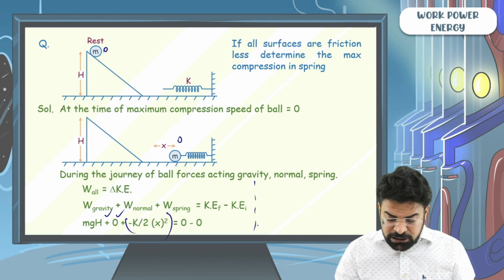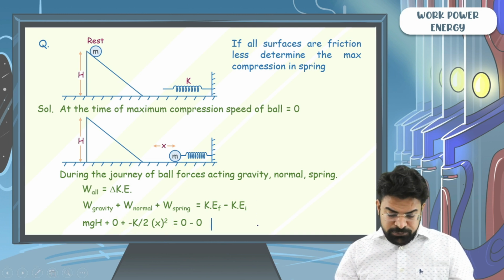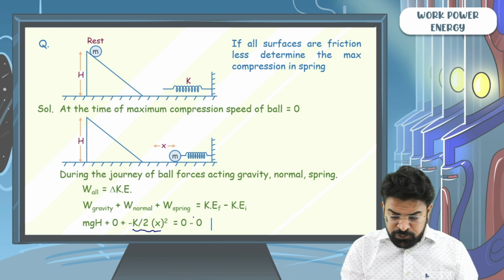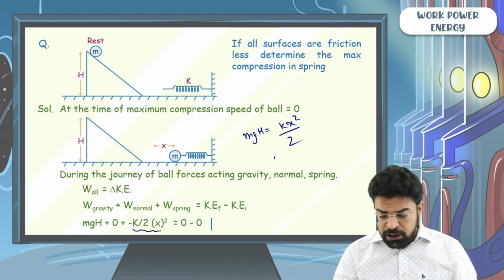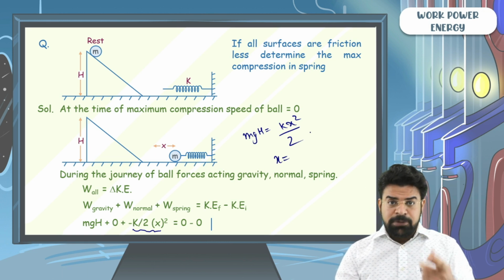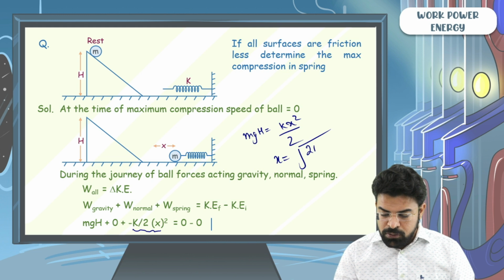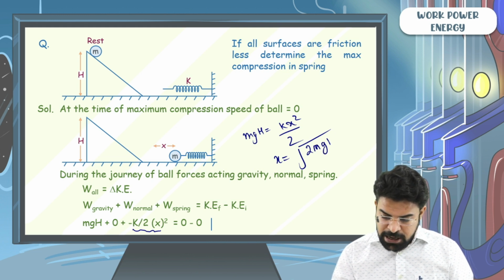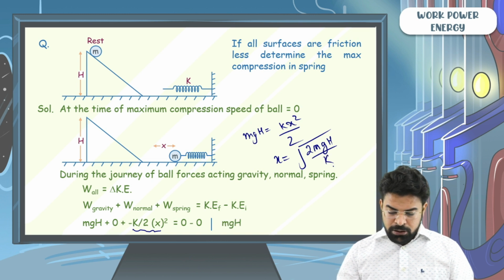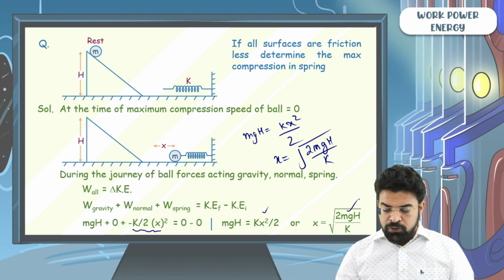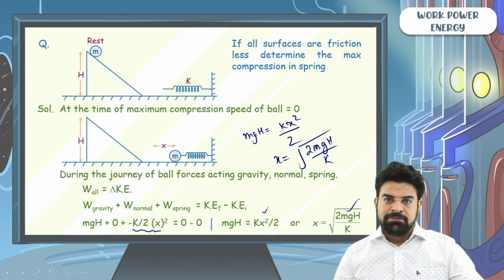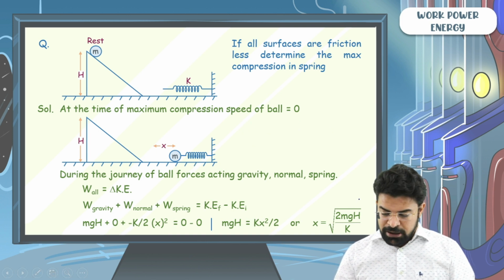Our mission is to find out x. Since we have to find x, from here we can write mgh equals kx square by 2, or the maximum compression in the spring equals under root of 2mgh by k. So mgh equals kx square by 2, or x equals under root of 2mgh by k. Easy? Let's move on.